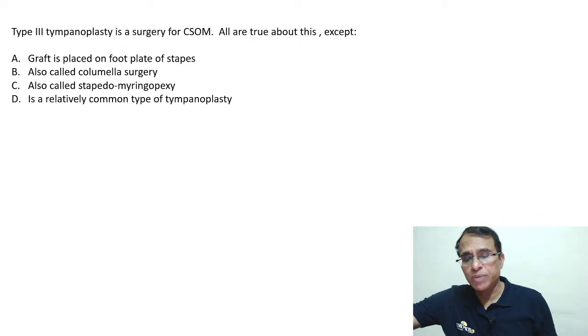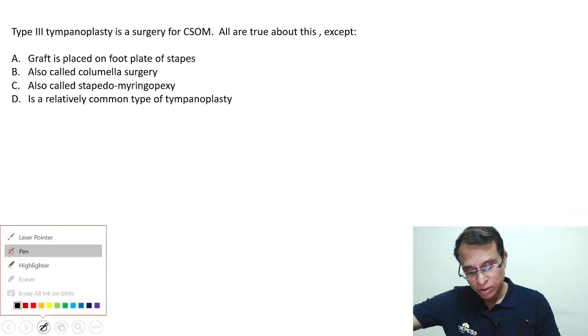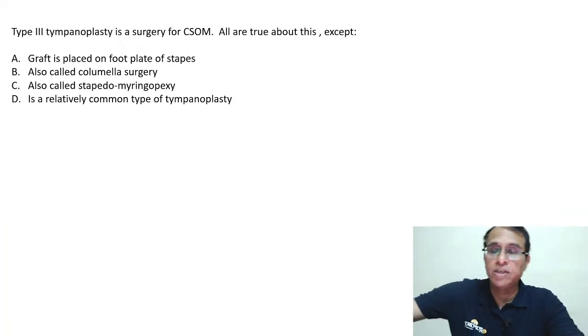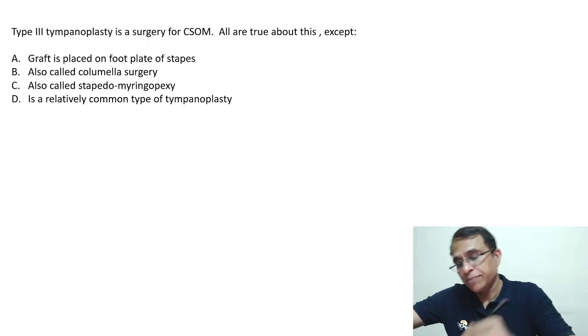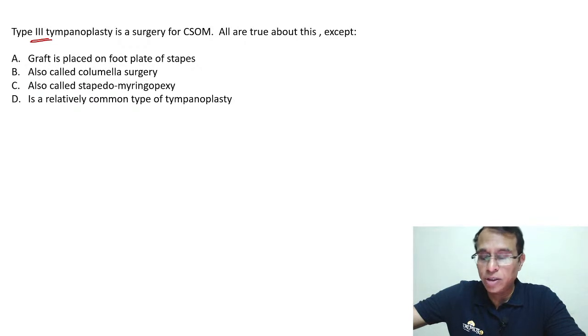Type 3 tympanoplasty is a surgery for CSOM. All are true except, that means 3 are true, 1 is false. You have to pick up the false point. So which is not true in this case? A: Graft is placed on the foot plate of stapes in type 3. B: Type 3 is also called columellar surgery. C: Also called stapedomeringopexy. D: Is a relatively common type of tympanoplasty.